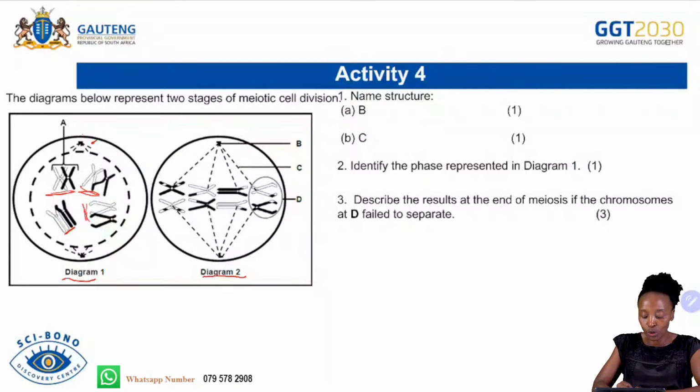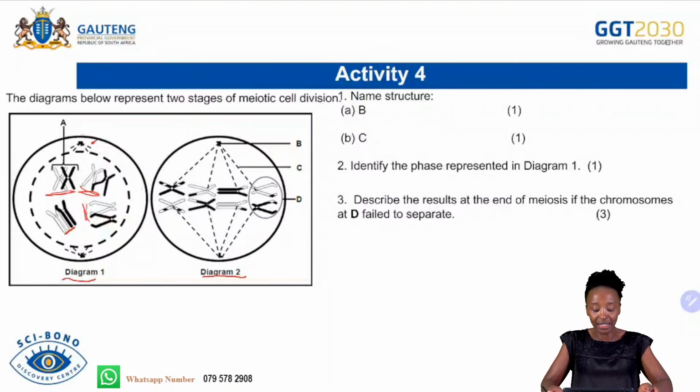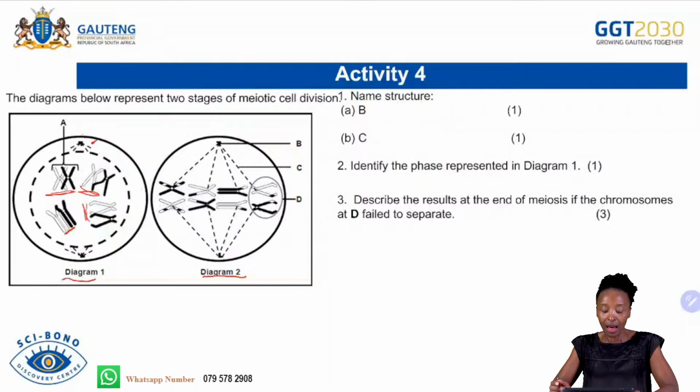And then diagram 2, now the pairs are lining along the equator. They are still in pairs, but now they are at the equator of the cell. So we can safely say that diagram 2 represents metaphase. So looking at metaphase there, then we have D there that is circled.